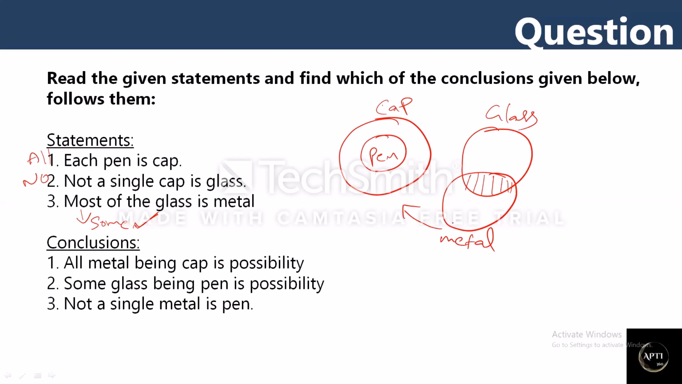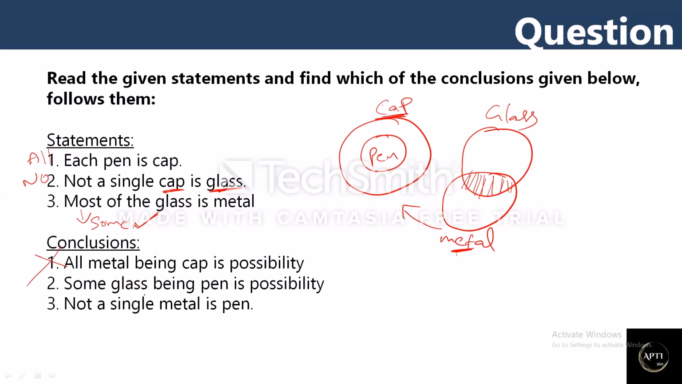All metals, the metal circle here, being cap. Is all metals being cap possible? No. Why? Because if all metals are present in cap, for sure some part of glass present with metals will also go with cap. But according to our question, there should not be any connection between cap and glass. So conclusion one is wrong immediately.